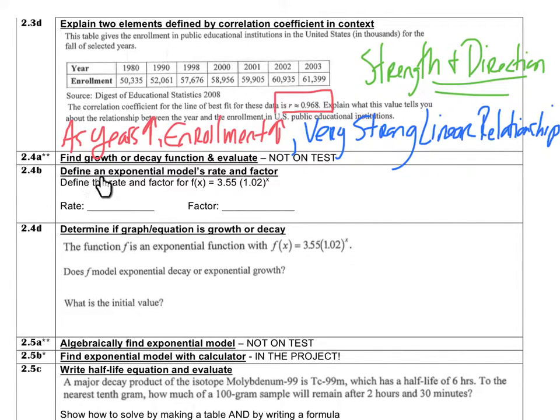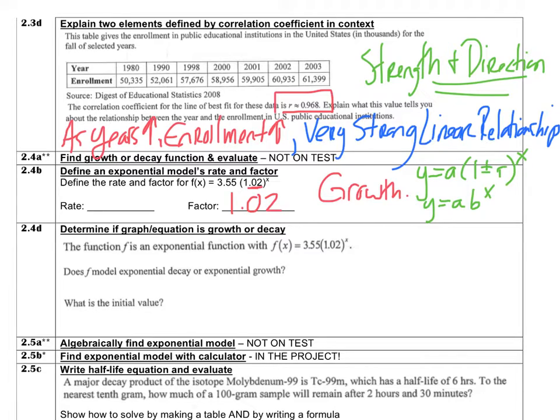2.4b, define an exponential model's rate and factor. So here we have f of x, which is 3.55 times 1.02 to the x power. Remember, this is our initial starting amount here, so we started with 3.55 something, maybe 3.55 grams of bacteria in a petri dish. This entire number here is called the factor, so it's 1.02. By the way, the number that's in here is greater than 1, so I know this is a growth equation.